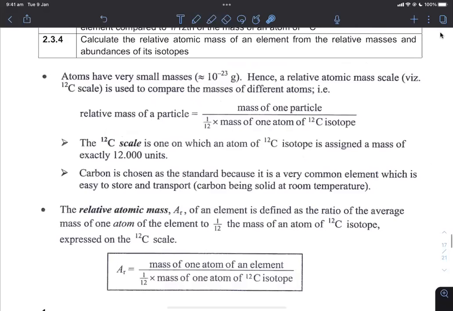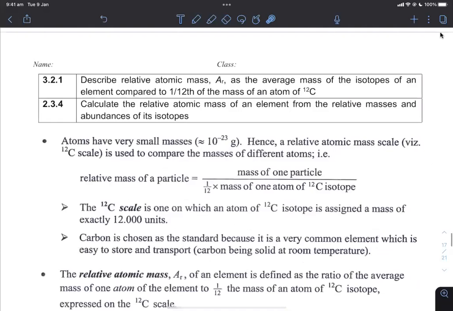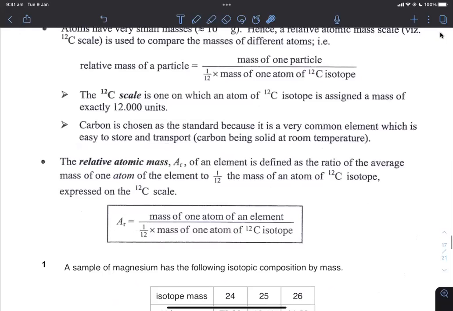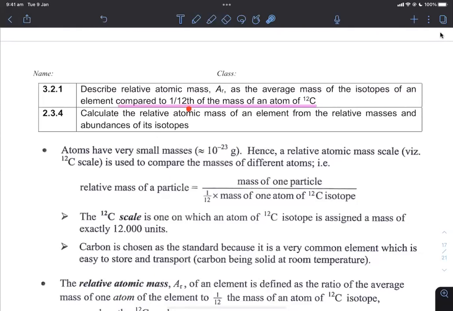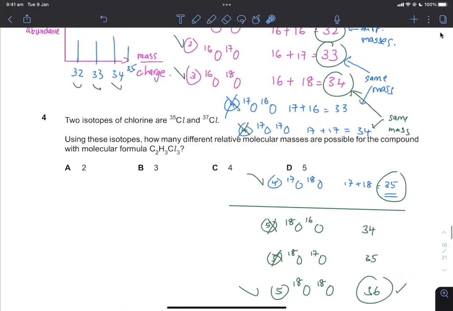In terms of definitions, I think some people forget about this. You've got to compare to 1/12 of the mass of an atom of carbon-12. Either that, or you've got to mention something about expressed on the carbon-12 scale, somewhere along that line. But the 1/12 is really, really important. I think one of you defined it until here. If I'm not mistaken, Shaira defined it as average mass of the isotopes, and she did not use this comparison relative to 1/12 the mass of an atom of carbon-12. So the candidate should be able to describe it completely. You cannot just stop halfway there. I think that's pretty much it.